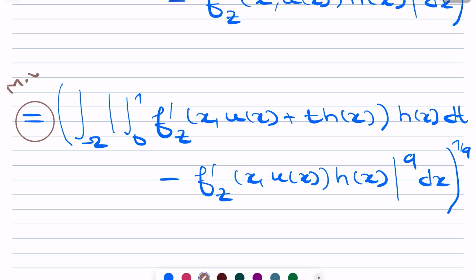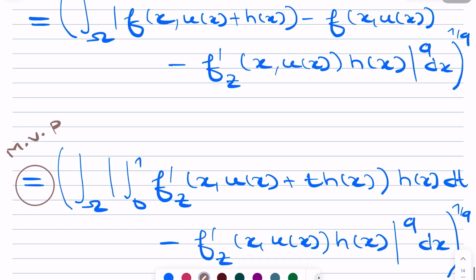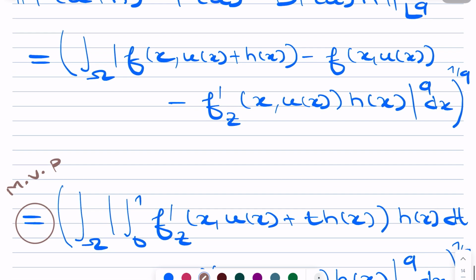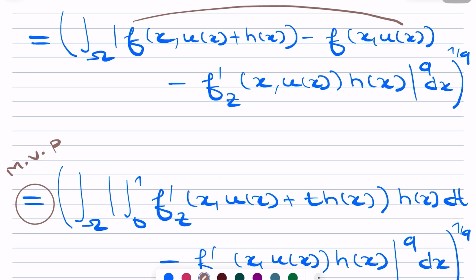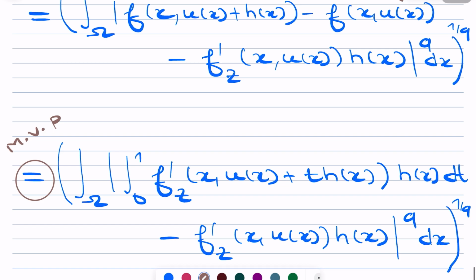Not for the most valued person, or the MVP in the NBA. This is to mean the mean value property, MVP. So I apply the mean value property to these two terms here. The mean value property basically says that this is equal to the integration of this. So that is basically it.